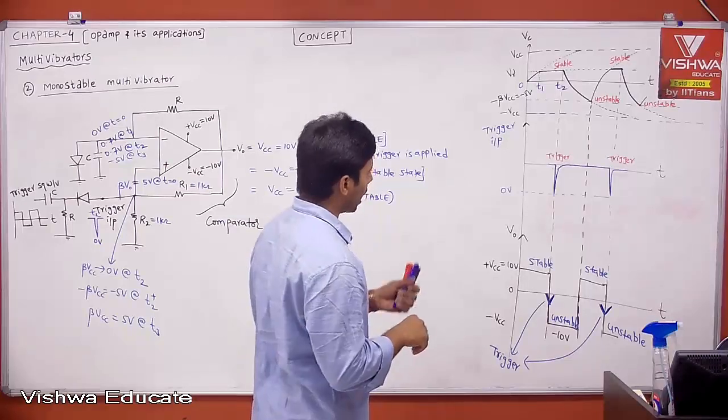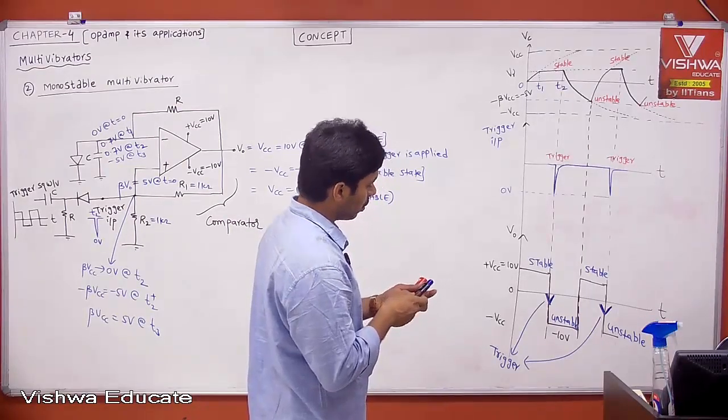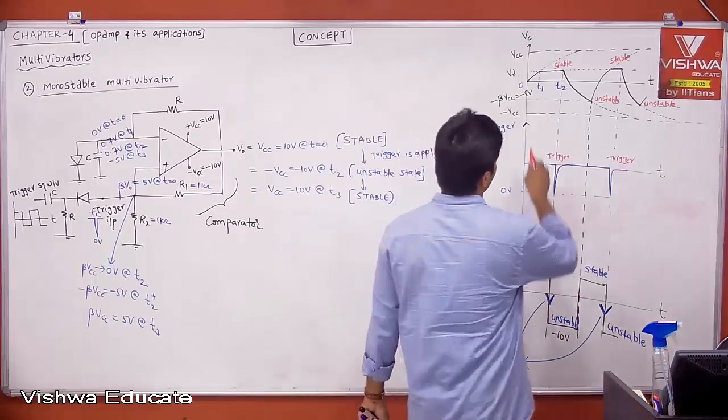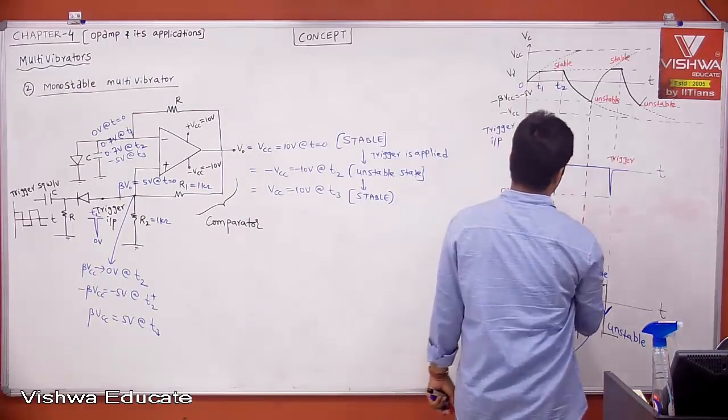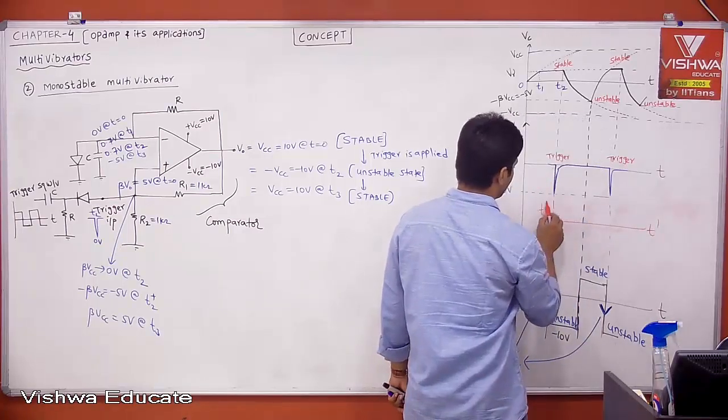Now we can calculate the time t, right? Let us say this is the time t. This is the new time axis. Let me ignore the first half cycle. Now if I take this as the new time axis, t dash, therefore t dash is 0.